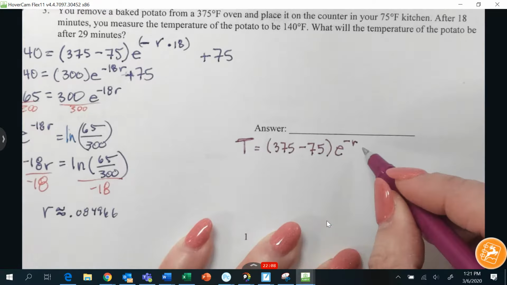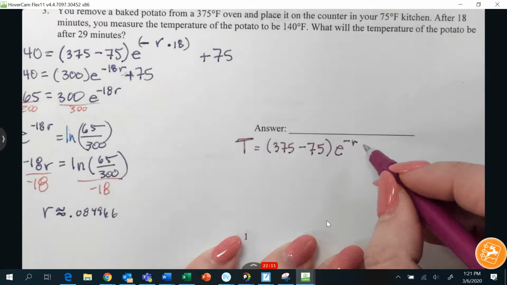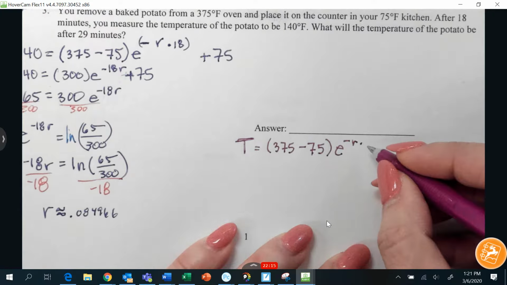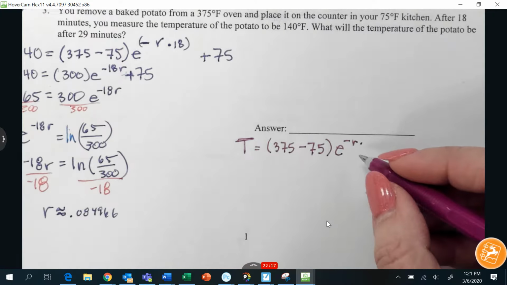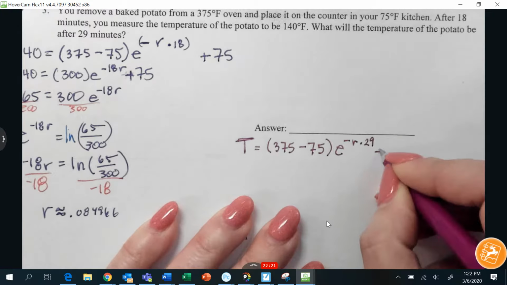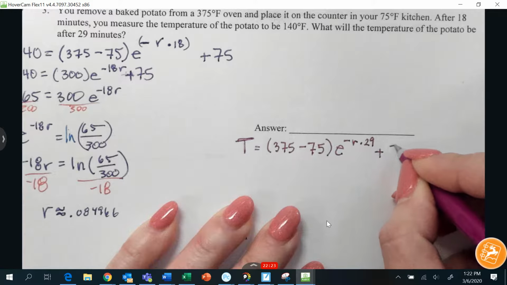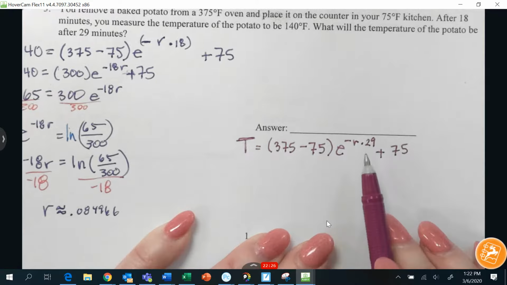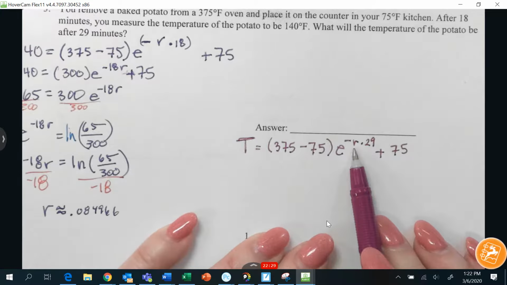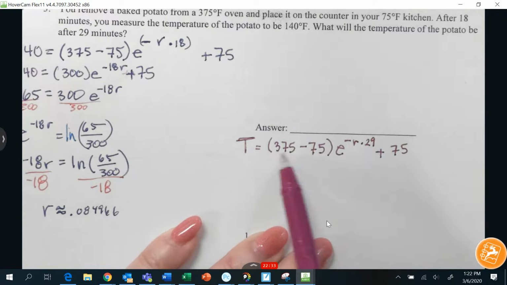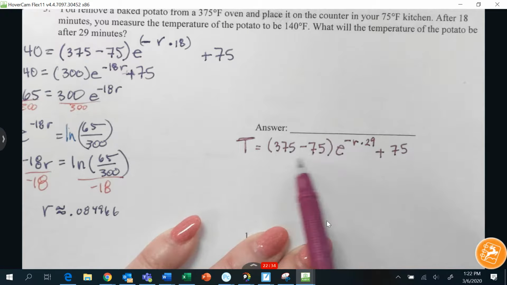Is that okay? My time has changed. What is my time now? A total of 29. And then we have a plus sign after that, which is the room temperature, 75. So all I had to do was keep the same rate I found, but change my time to 29, and put everything else the same. There is no variable over here. I can type that in.